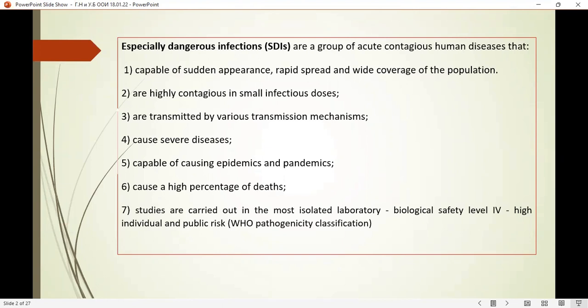Studies are carried out in the most isolated laboratory, biological safety level 4, high individual and public risk. World Health Organization pathogenicity classification.